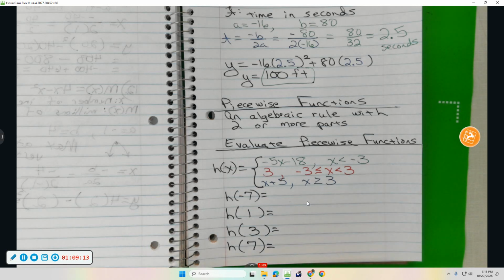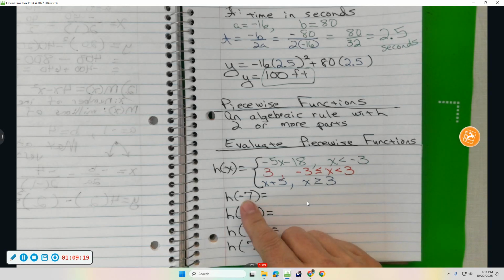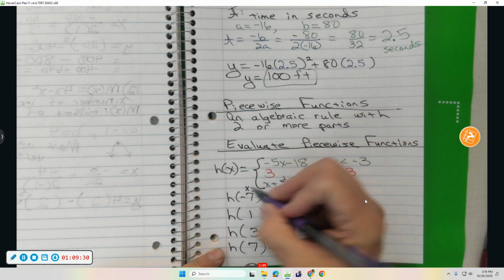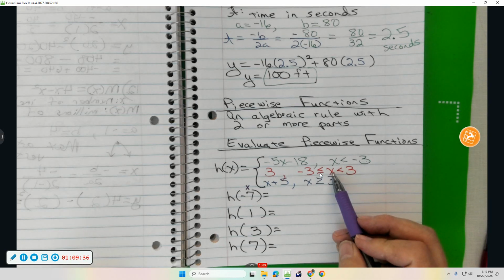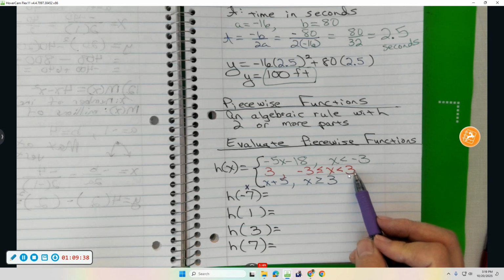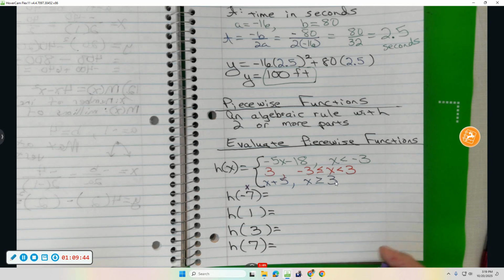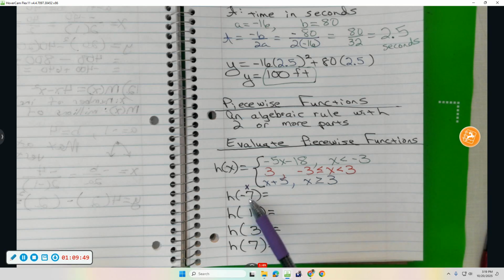You'd have 2 different y values, so it wouldn't be a function. You have to figure out which inequality is satisfied by the given x value. Our x value in the first one is negative 7. Is negative 7 less than negative 3? Is negative 7 between negative 3 and positive 3? Or is negative 7 bigger than positive 3? Which inequality is satisfied by that x value of -7?